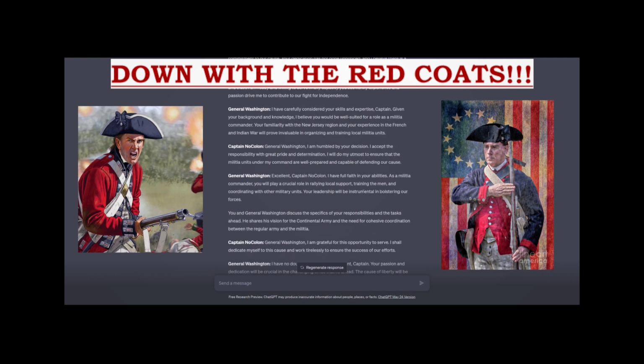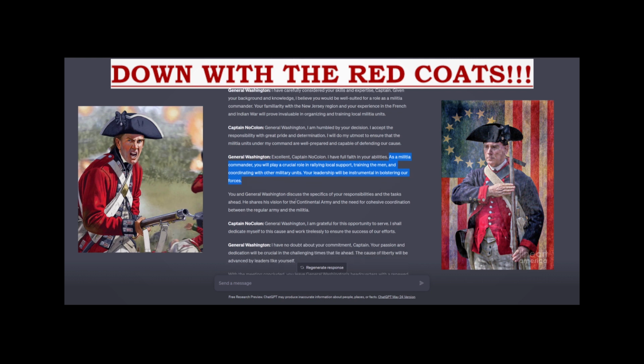Apparently, as a militia commander, I will play a crucial role in rallying local support, training men, and coordinating with other military units. Your leadership will be instrumental in bolstering our forces. We discuss the specifics of responsibilities and tasks ahead. I'm actually going to have the AI elaborate on that a little more because I want to know exactly what I'm going to be doing. Grateful for the opportunity, blah, blah, blah. Okay.